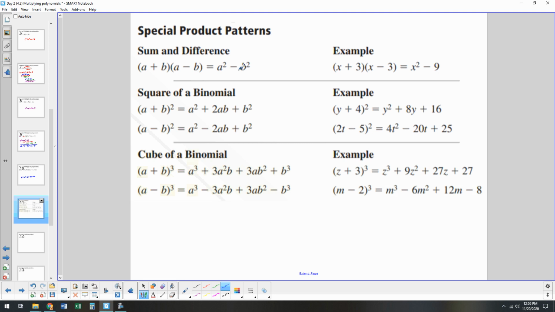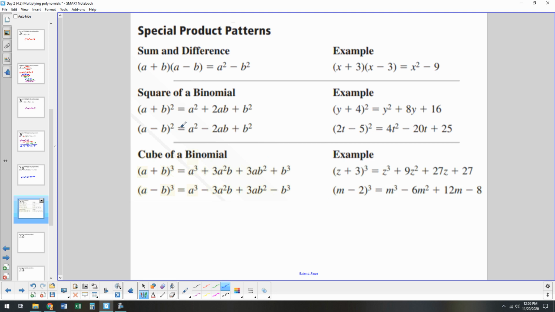So sum and difference, it's very good to know these. If you have 2 terms and the same 2 terms, but one was plus and one was minus, we basically eliminate the middle terms, and we just end up with a squared minus b squared. And our example here is x plus 3 times x minus 3. We get x squared and 3 squared, so it's x squared minus 9.